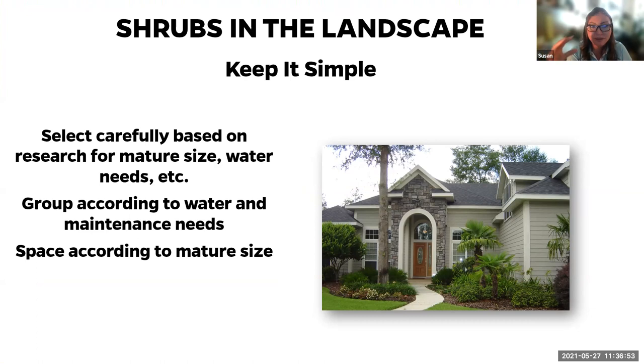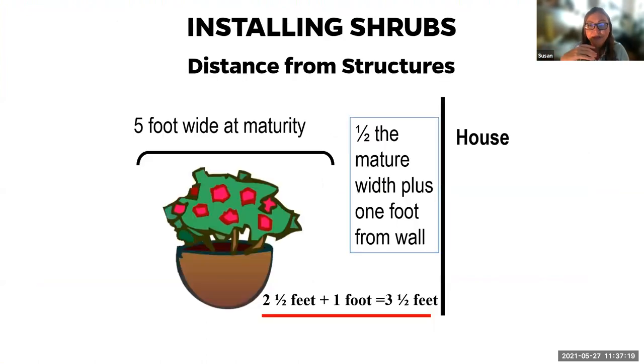So with shrub selection, keep it simple. Select based on your research again for mature size and water needs. Group them according to the water needs. If you have a whole group of things that need dry, group those plants together, obviously. If you need things that need a little bit more moisture or shade, put those in the right place too. And of course, space them out according to the mature size so that they're not overcrowded together.